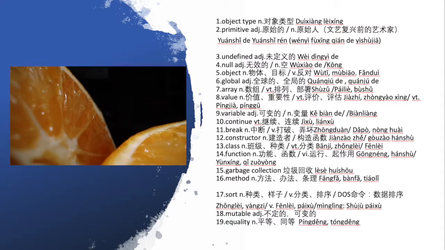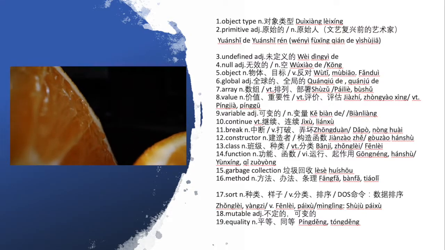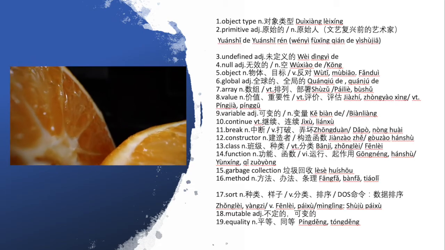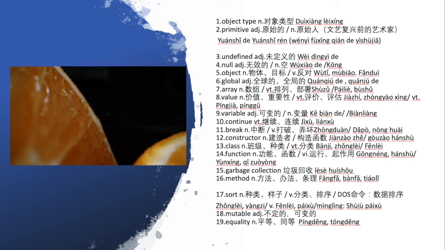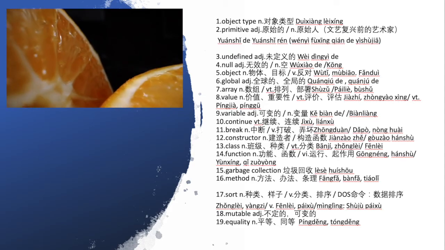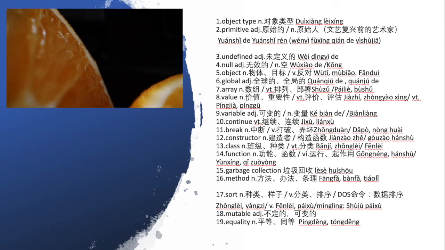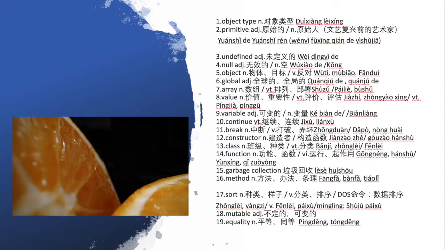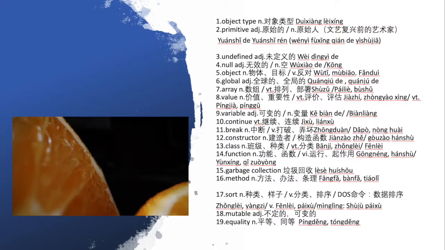Our next word is break. Break in Chinese is 中断. You also can say 打破 or 弄坏. When you break something, like you break this orange into two pieces. You actually don't break it, but you can think as if you break it. I haven't found the right picture or video for that, so I put this orange because it's kind of broken.